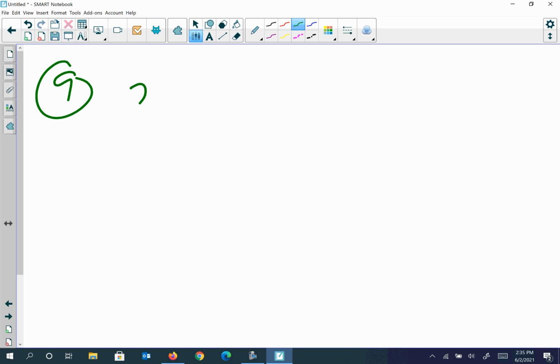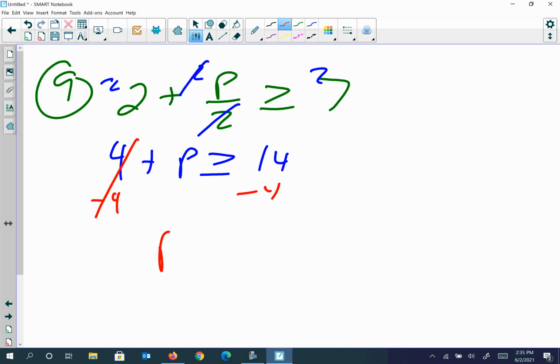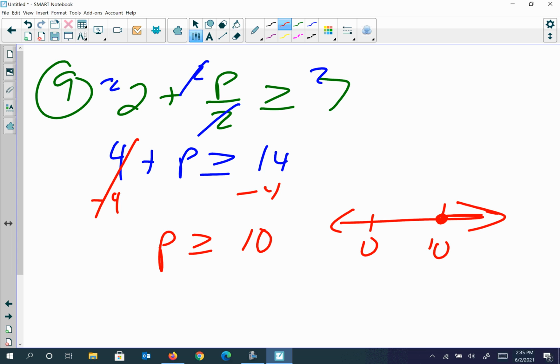Number 9, 2 plus p over 2 is greater than or equal to 7. So a couple things we could do to this. We could multiply everything by 2 first, and that would clear our denominator. We could have subtracted 2 first and then multiplied by 2. It's your choice which way you want to do it, but either way is going to get you the correct answer. Subtract 4 from both sides, so I get p is greater than or equal to 10, and we still want to graph it. So if I had 0 down here, I got 10 over here. I have a solid dot here, shading this way.